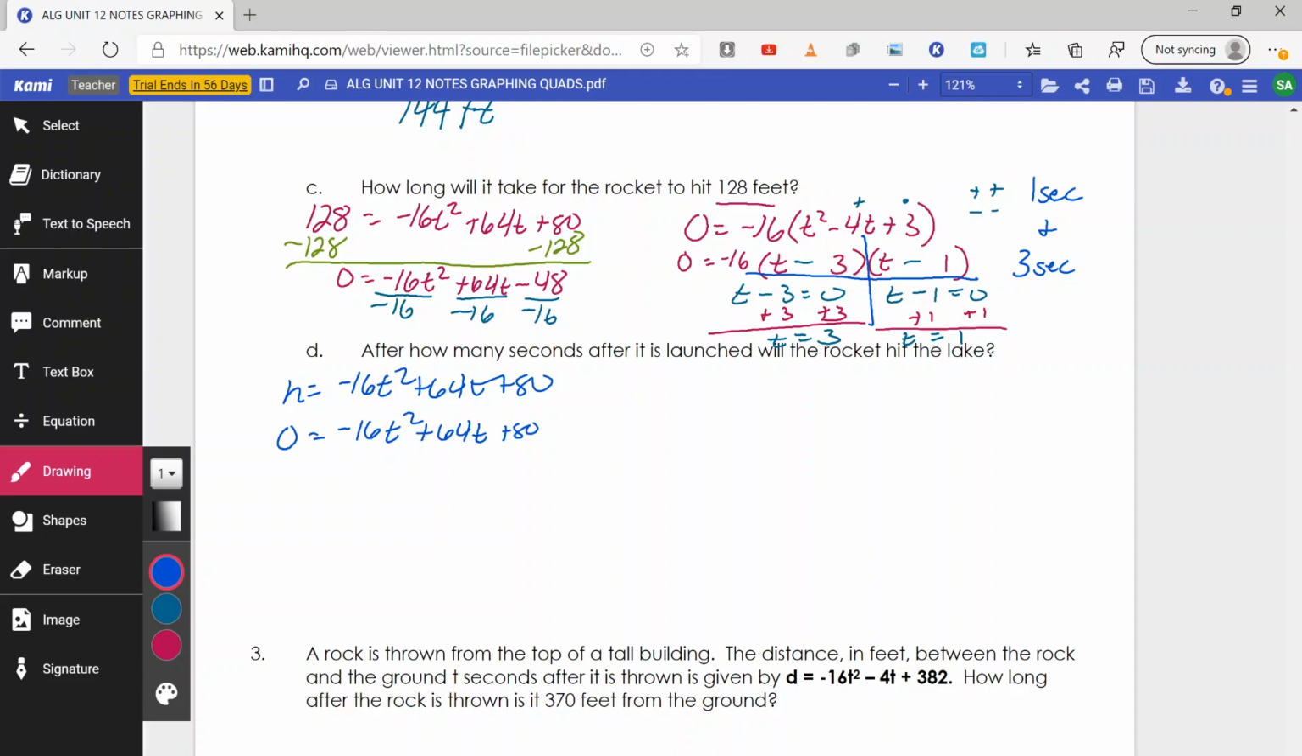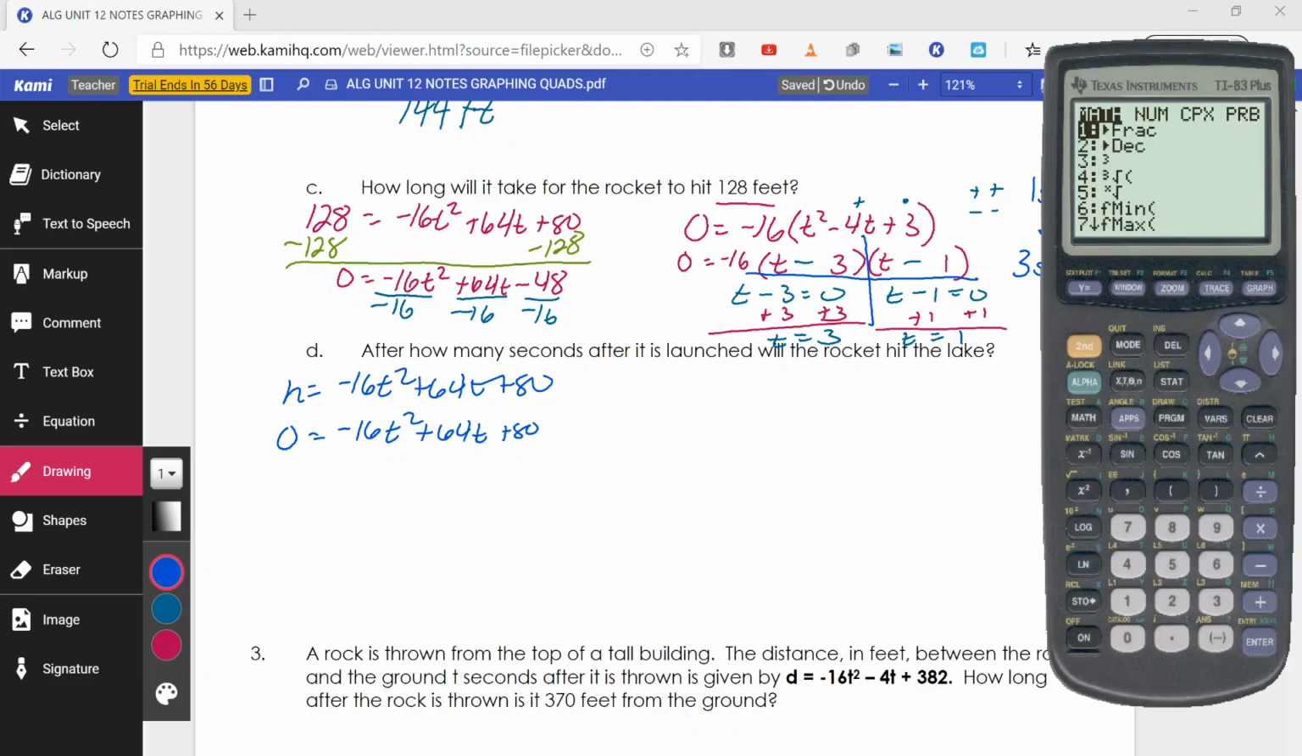So what I want to do now is see if I can divide off a common factor between these three numbers. So again, Math, over to Num, number 9 is GCD, so 16, comma, and then we do the same thing, in this case, 64 and 80. Again, I have to do the GCD twice because the calculator can only do 2 numbers at a time. So if you have 3 numbers you're trying to find a common factor for, it's the common factor of the first number and the common factor of the other 2 numbers. And again, we can divide off 16.